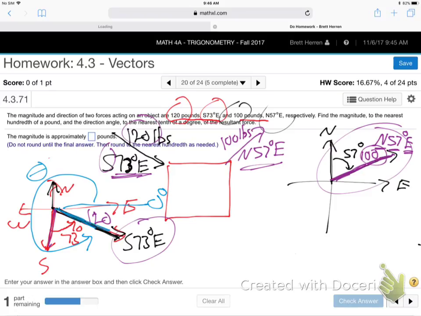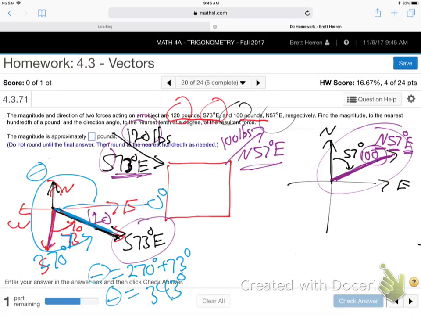I need to know this vector here is at what angle from 0? From 0 all the way to here. What angle is that? Well, it's 270 to here, and this is 73 more. So theta is 270 plus 73. What's that? 343? 343. That's the actual angle. 343 degrees. Everybody with me so far? Everybody see what I did?